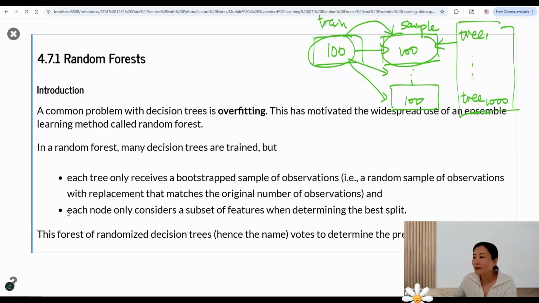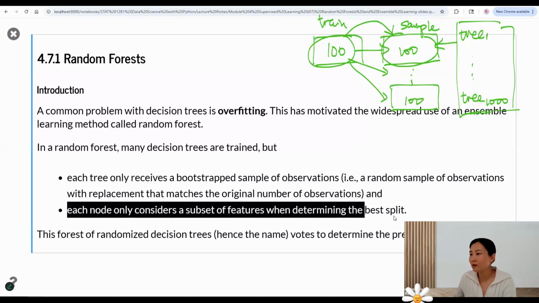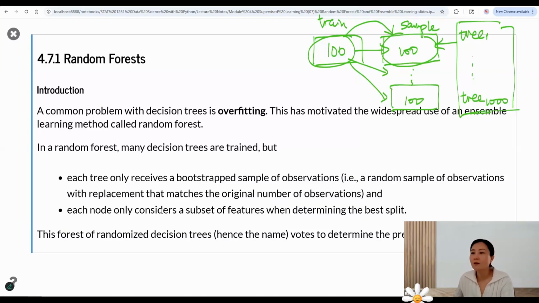Also, another difference between a tree in a random forest and an individual decision tree is that each node only considers a subset of features when determining the best split. This is another major difference. When we build a decision tree model, we can also specify max features, but it is usually not required. But in a random forest, for each decision tree, only a subset of features will be considered to do the split. So this is always true.